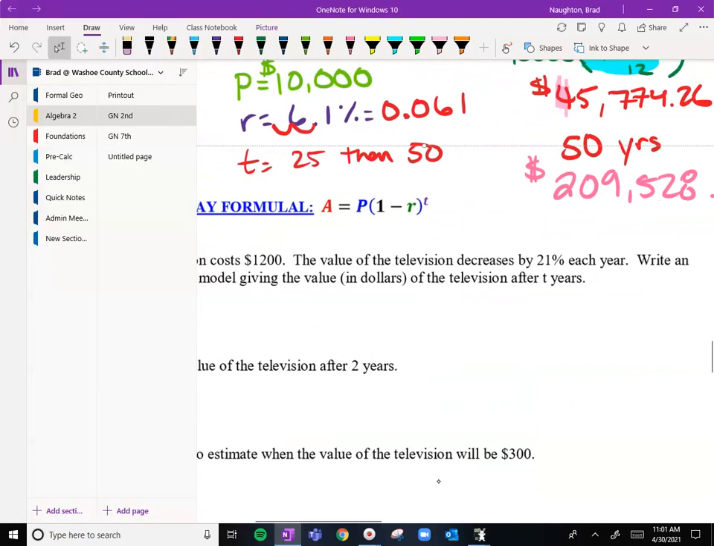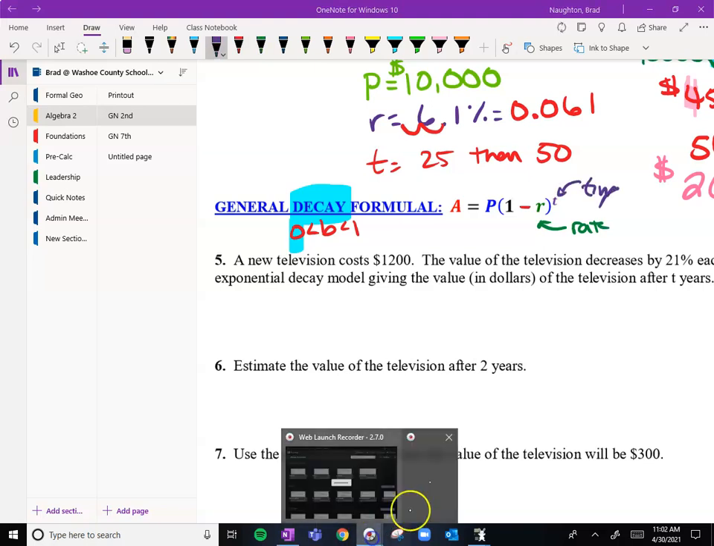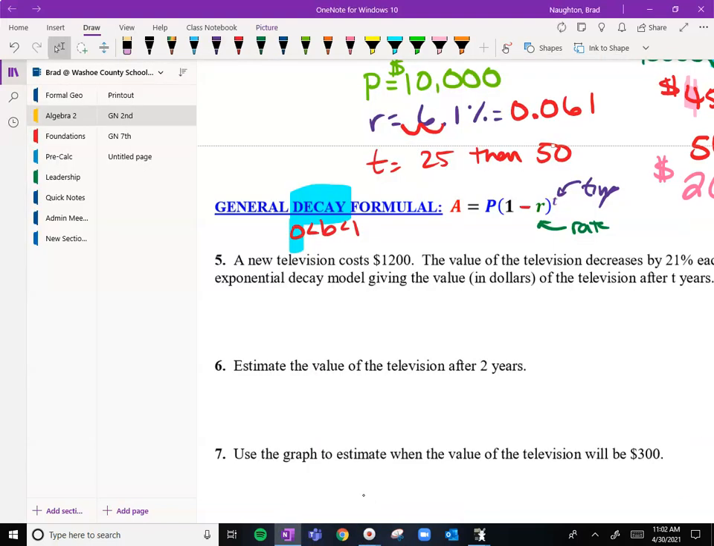All right, so to bring us home today, we have our decay formula. And decay, remember when we were doing that by graphing, was between 0 and 1. So that's why it's 1 minus in this case, but everything else is the same, okay? This is still the rate. Then we have our time still. And then we have our principal, or we'll say the start.